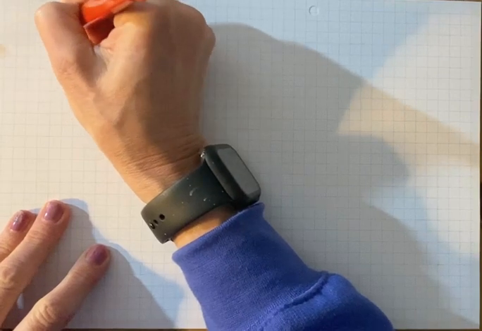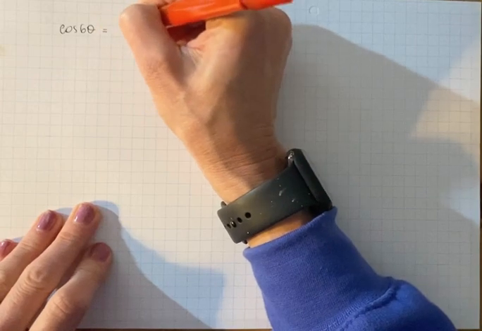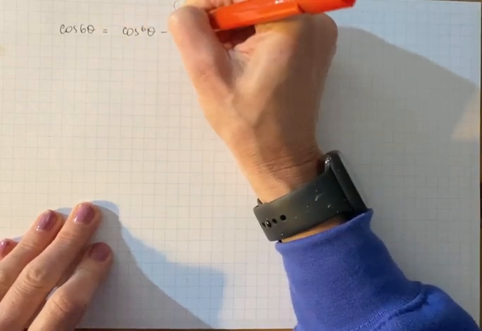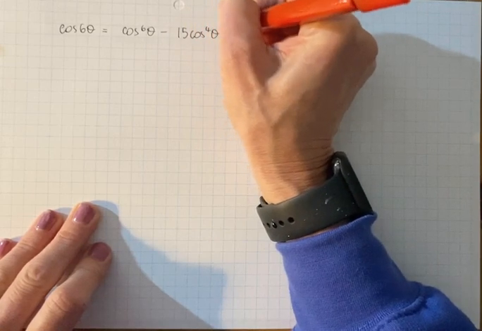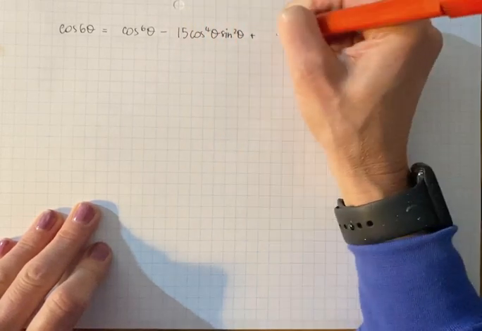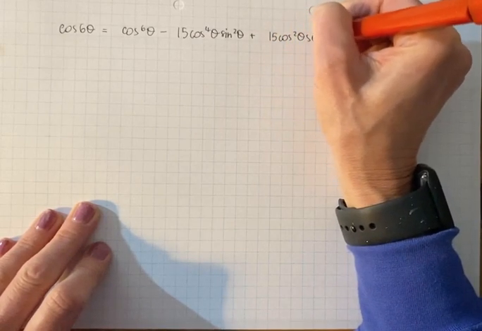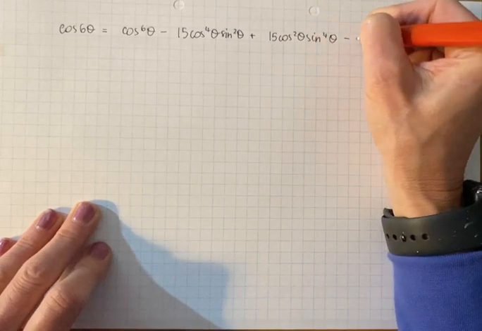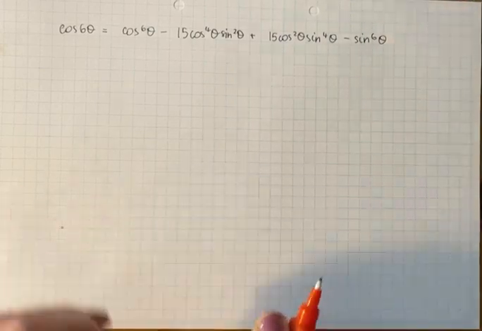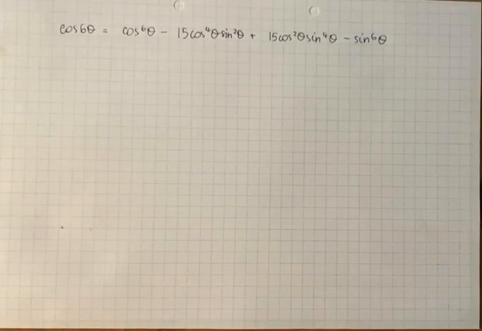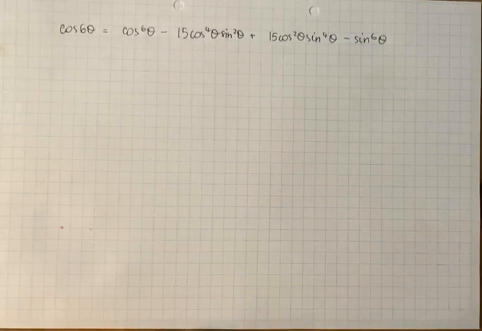So cos 6 theta so far is equal to cos to the power 6 theta minus 15 cos to the power 4 theta sine squared theta, and then plus 15 cos squared theta sine to the power 4 theta minus sine to the power of 6 theta. Now that is already correct, and this is already an identity that we could have been asked to derive.